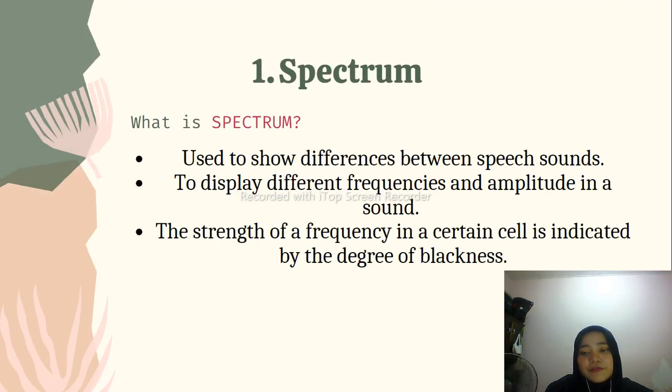For the first one, spectrum. Spectrum is used to show the differences between speech sounds. It can also display different frequencies and amplitudes in a sound. The strength of this frequency is indicated by the degree of darkness. So what does it mean? I will show you in the next example.